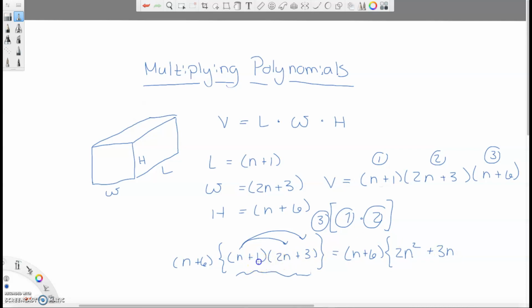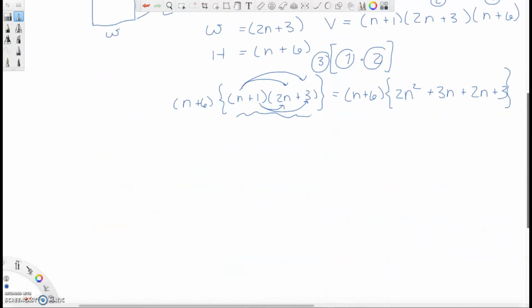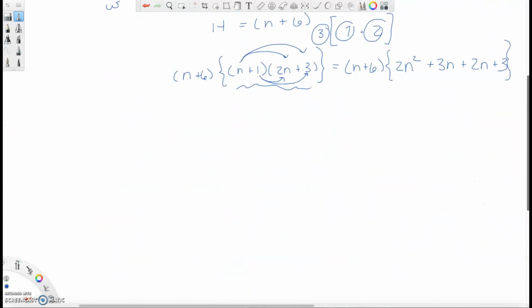Now let's do the 1. 1's easy because 1 times anything is itself. So 1 times 2n is going to give me plus 2n, and 1 times 3, which is our last step in this multiplication, is going to give me plus 3. All right, bracket this off. And now let's go ahead and simplify this. Maybe make some space down here, and let's go ahead and simplify this.